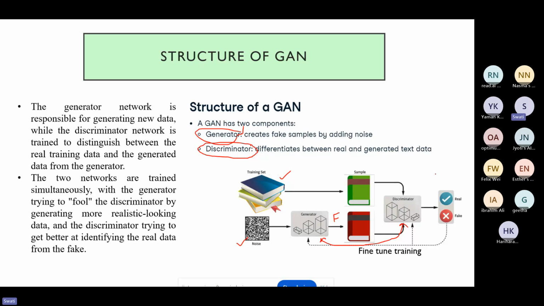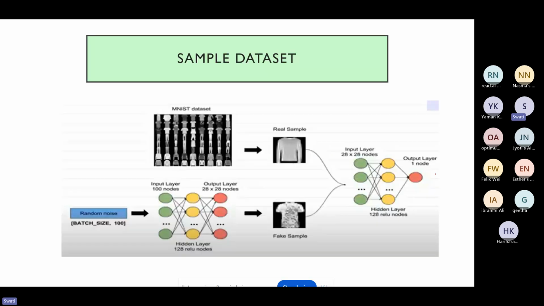I think this part will be the main part. This is just a sample data set. We will work on this example as well in our coding part. There is the MNIST data set, as you can see, with many images of clothes. This is our real sample.